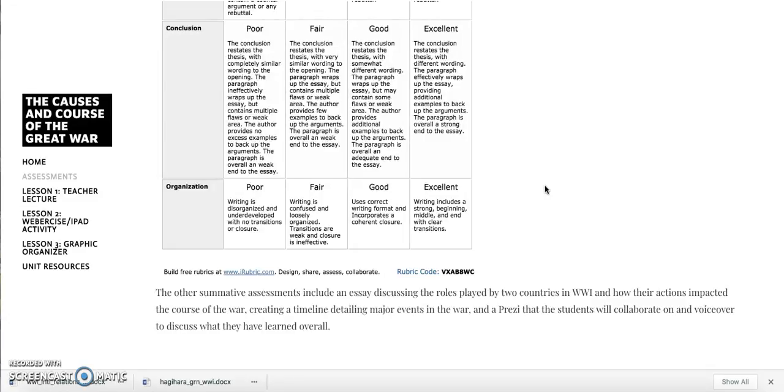In Lesson 3, as you can see, they will create a timeline that details the major events in the war, which I'll get back to later. And then the entire unit culminates in a Prezi presentation that the students complete and collaborate on, where they'll detail things that they learned through this unit, and show their understanding of what they learned as part of this lesson plan, incorporating State Standard number 10.5.